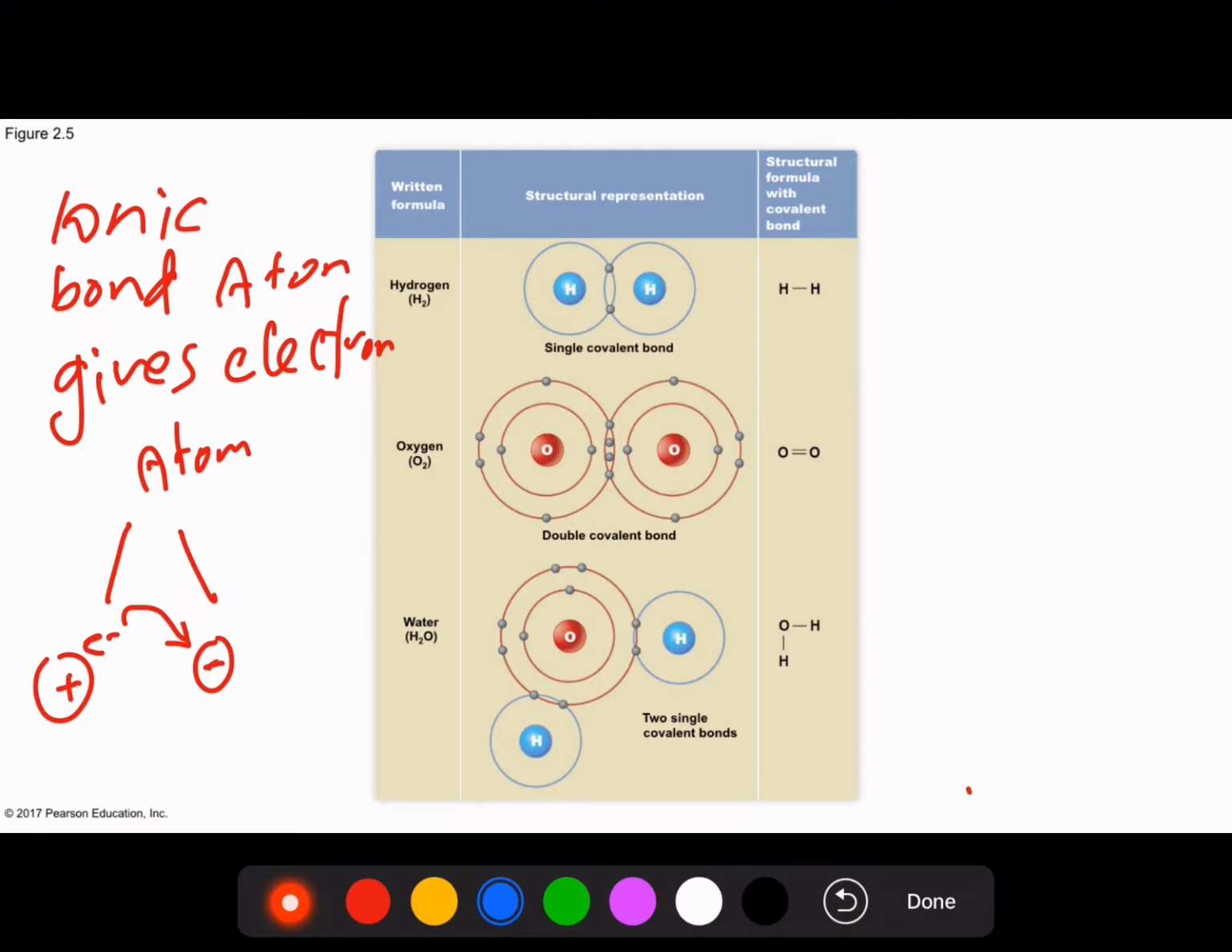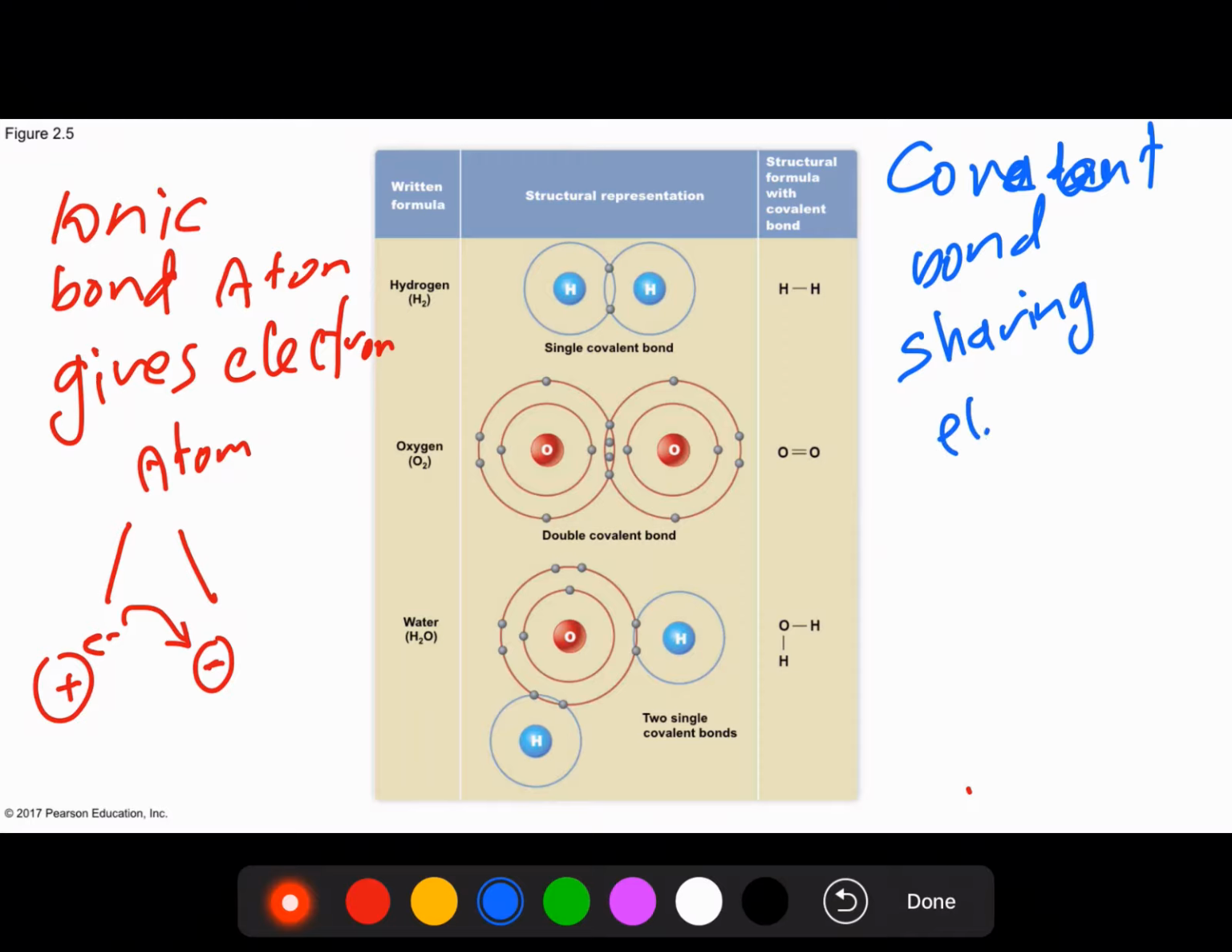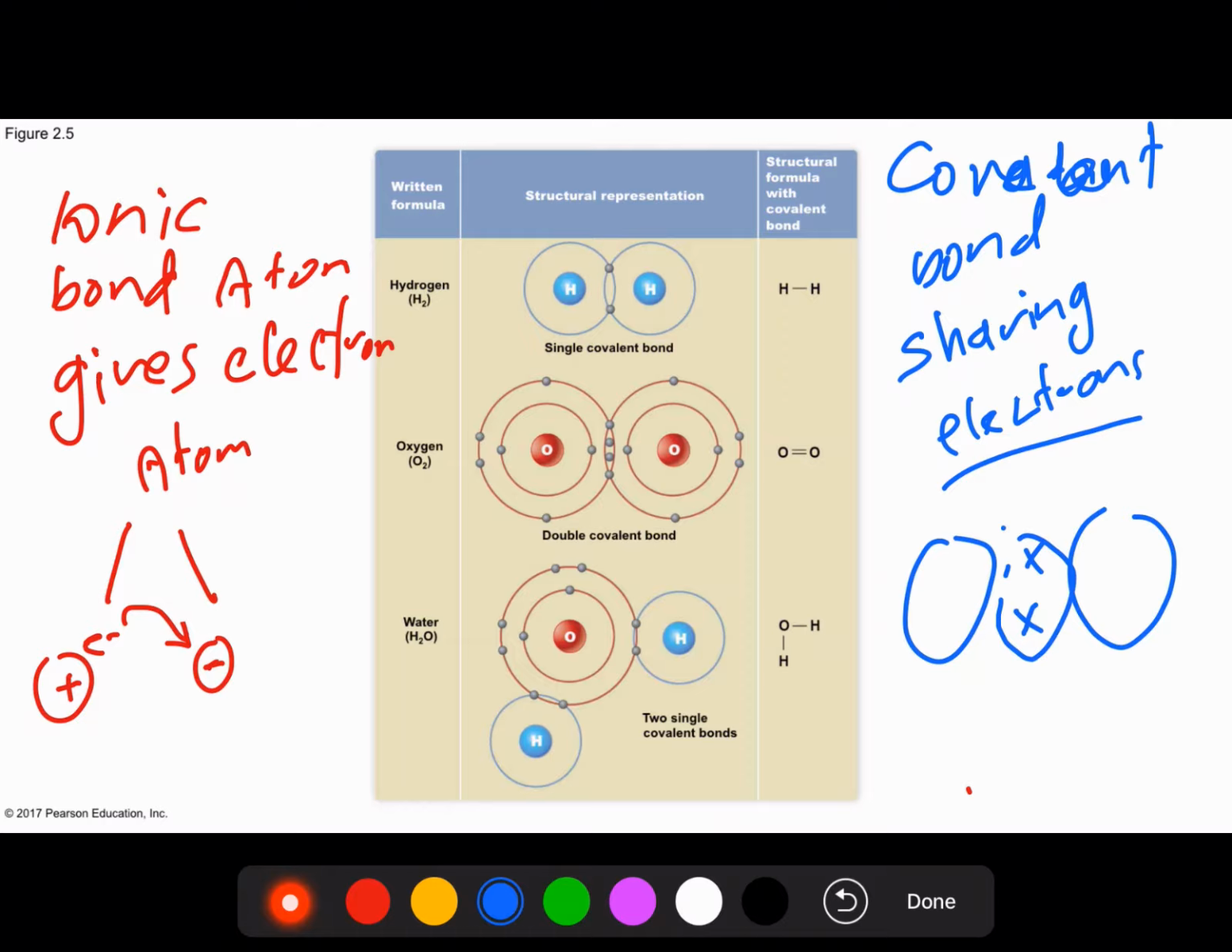Now, let's see the covalent bond. Here it is about sharing electrons. So they share electrons. Two atoms, each one will contribute an electron, and these electrons now belong to both atoms. If they decided to split, each atom would keep its electron.